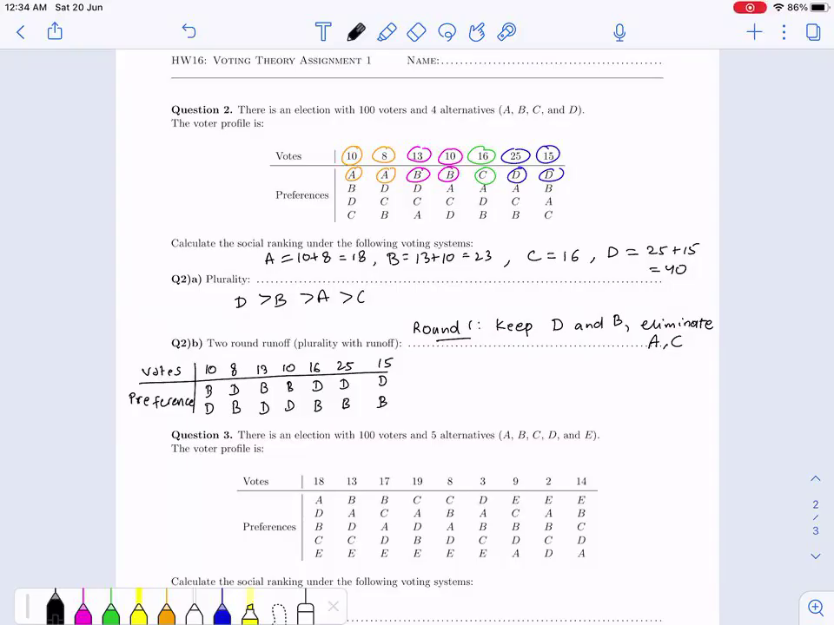Now you again calculate the number of top votes for D, or let's do B first. So the number of top votes for B. You have 10 plus 13 plus 10, 33 people voting B as their top choice, and D would be the remaining 67, I guess. So you have D, there's 8, 16, 25, 15.